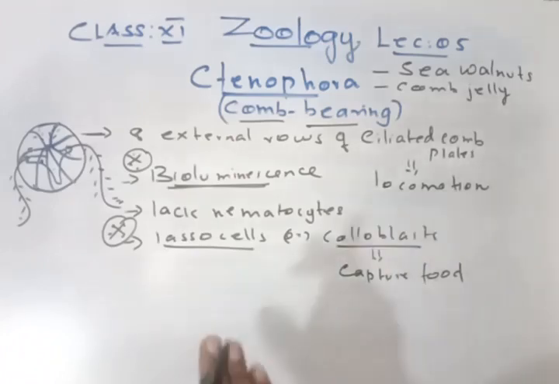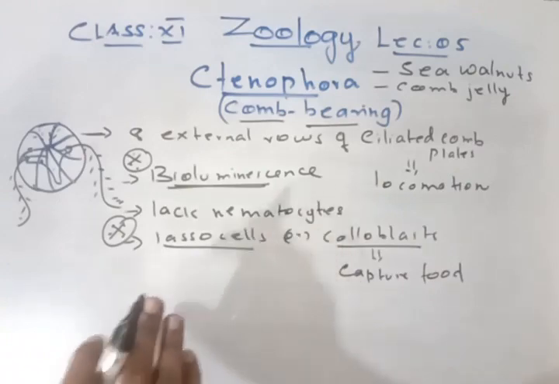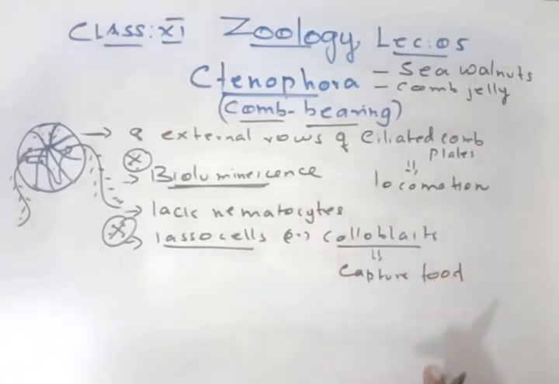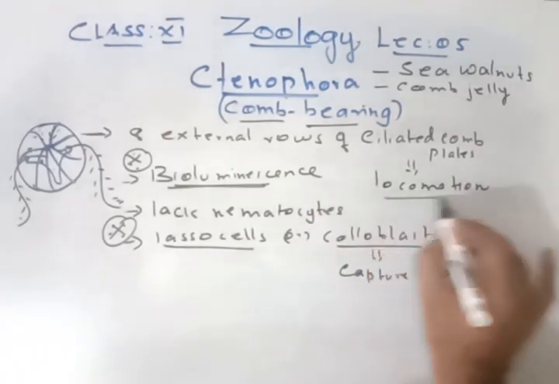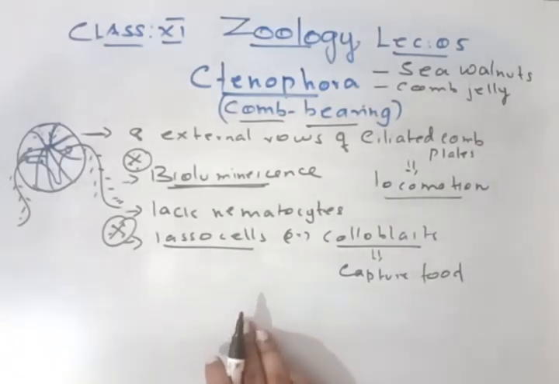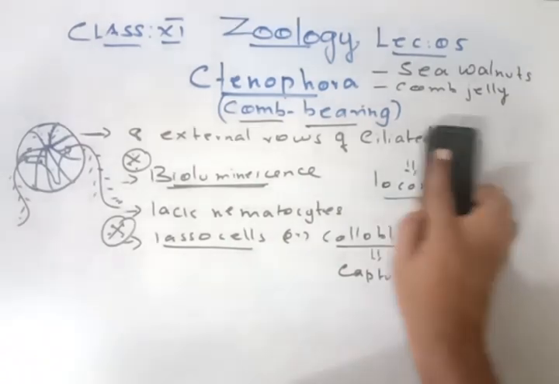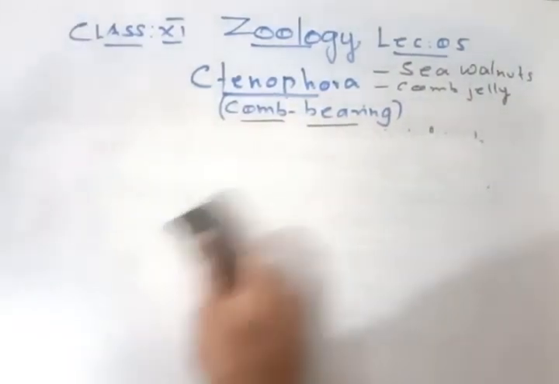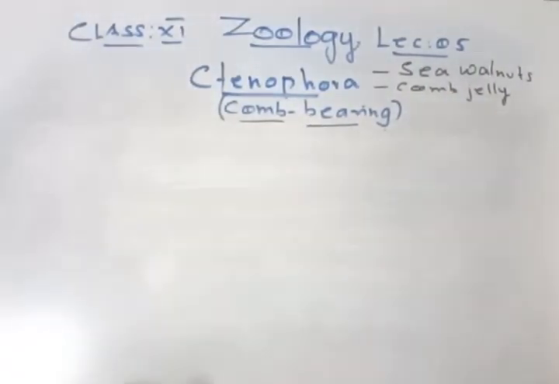So it has peculiar structures, that means distinct features, like 8 rows of ciliated comb plates for locomotion, and bioluminescence. They don't have nematocytes. They have lasso cells or colloblasts for capturing food. Understand, right? Now I will give you a statement for remembering this particular phylum in depth.